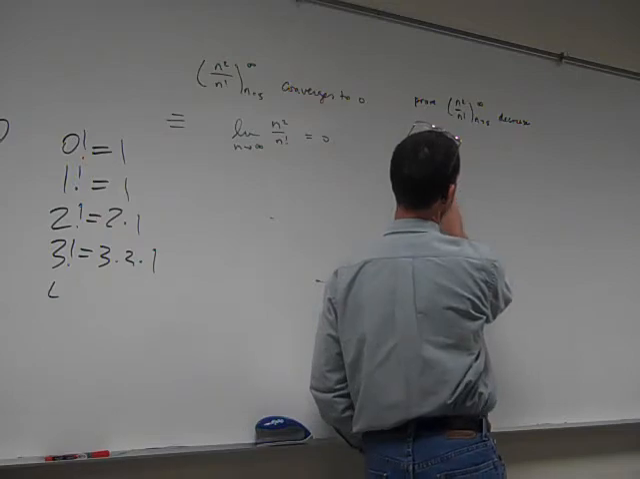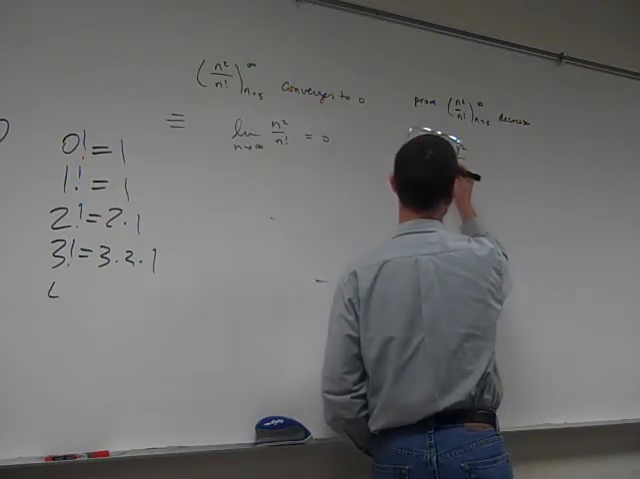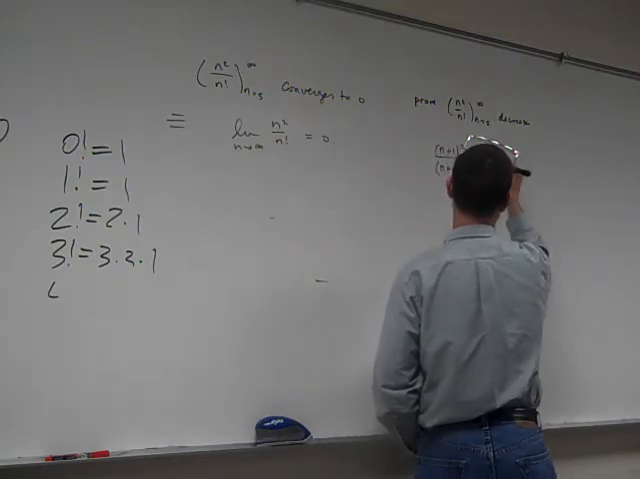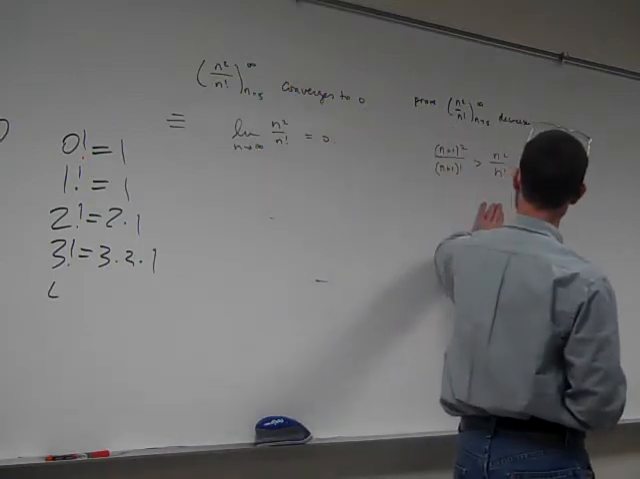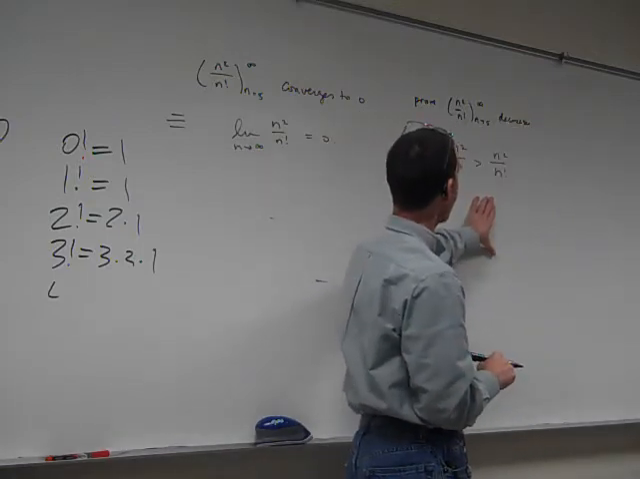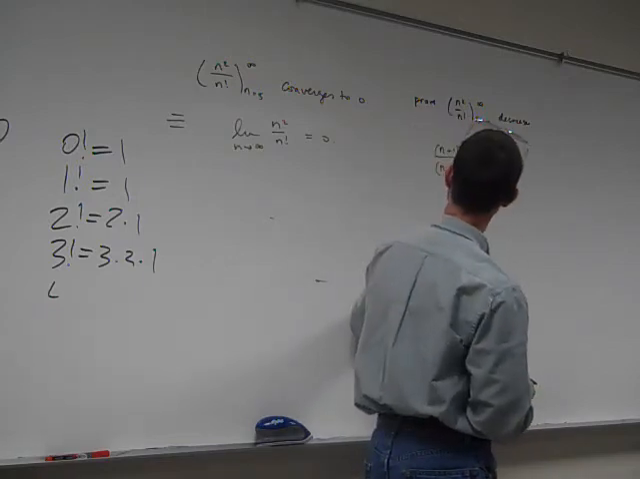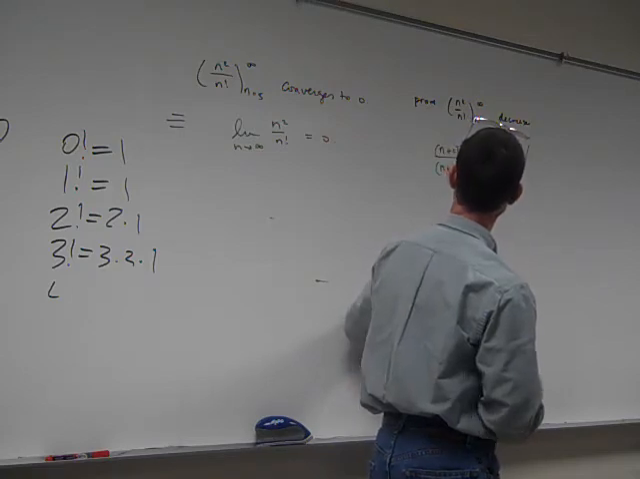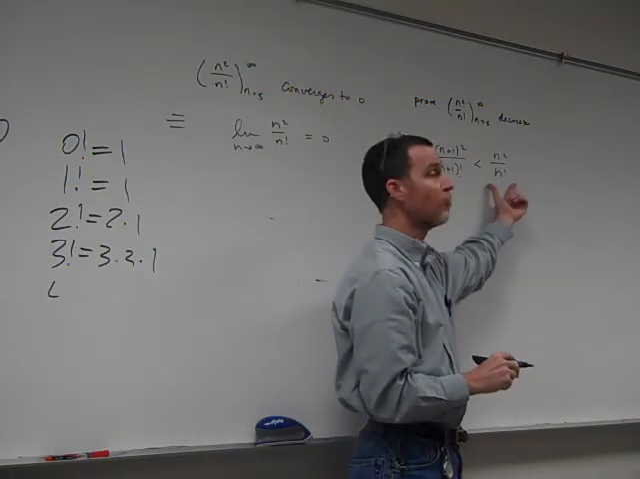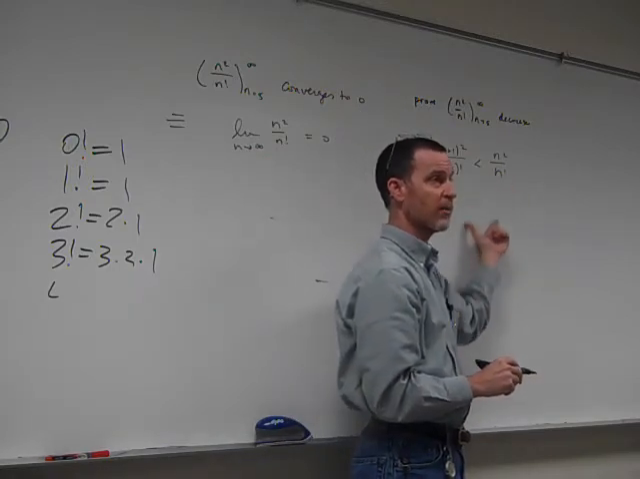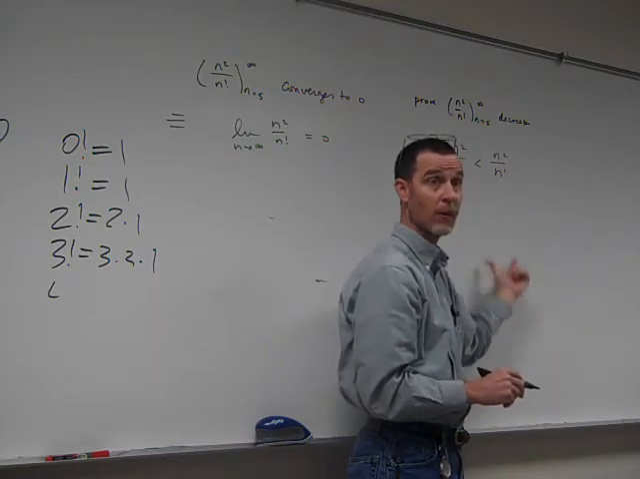n squared over n factorial is greater than n plus 1 squared over n plus 1 factorial. Flip the sign. It's decreasing, so the next one should be smaller. Right, this one should be smaller than this. I'd have probably figured that out later on when I got 1 was less than 0 or something, if I'd worked my way down.